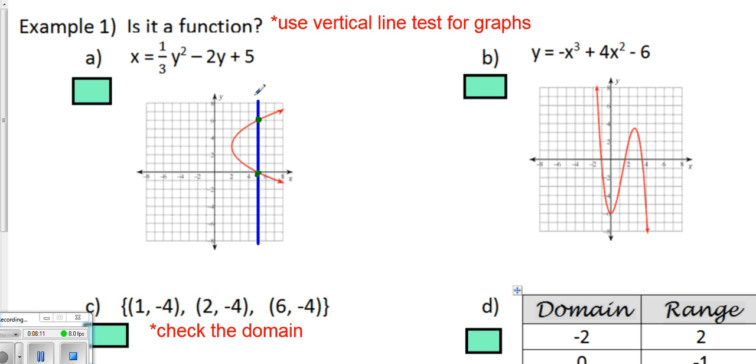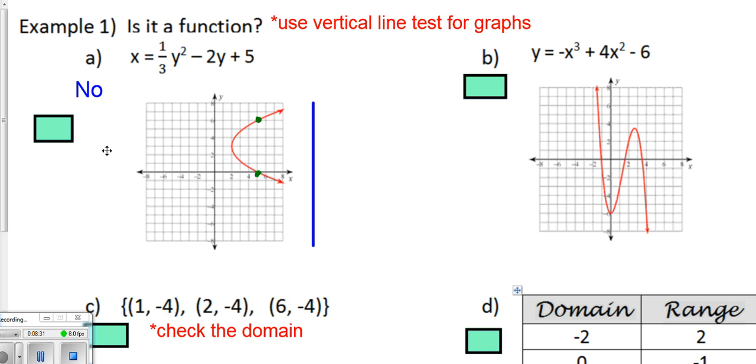So I have a vertical line that's touching more than 1 point. And again, I could move my vertical line over here and I'd still be touching more than 1 point too. But as long as I can draw a vertical line at any spot that happens to be touching more than 1 point, like 2 points on top of each other, we would say no, that one is not going to be a function. It does not pass this vertical line test.